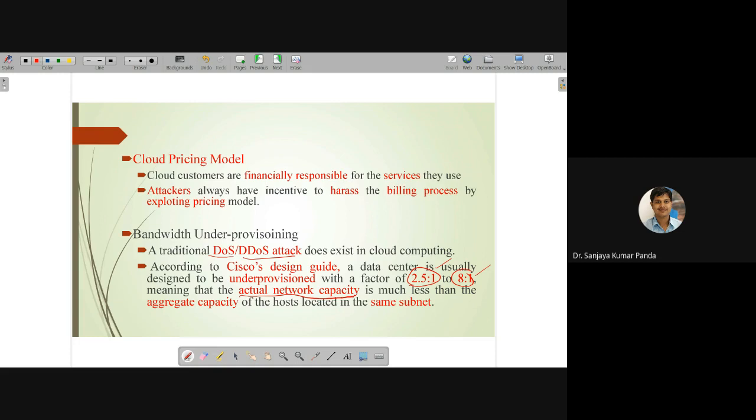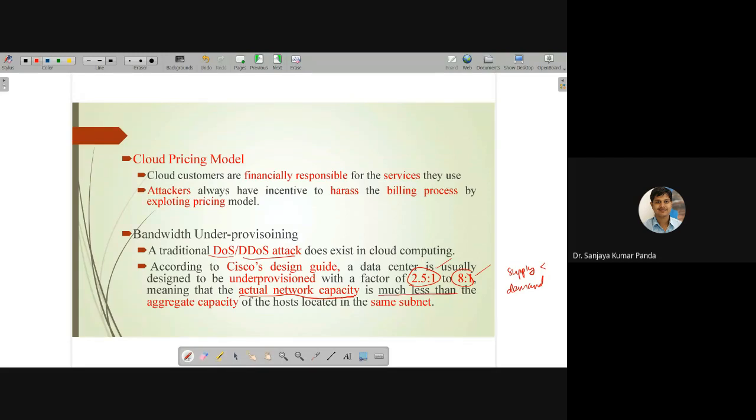Like I told you in the previous class about under provisioning and over provisioning, that is related to supply and demand. Suppose our demand is more than the supply, or the supply is less than the demand, then it may cause under provisioning. But if supply is more than the demand, then it may cause over provisioning. That's why you need to calculate the actual network capacity. You need to calculate the aggregate capacity of all the hosts launched in the same subnet so that you can compare them. If you look into that, you can find that the actual capacity is much less than their aggregate capacity.